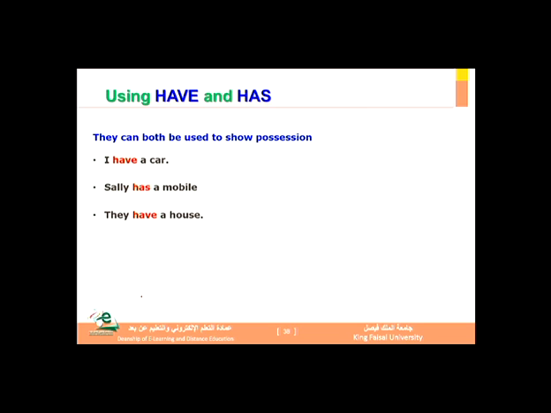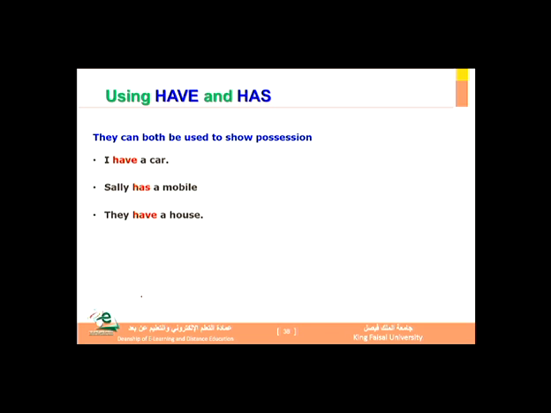Now this is the last section in this lecture, where we need to understand the use of have and has. Usually, have and has are used to indicate possession of something. So, for example, you can simply say, I have a pen. This means that I own this pen. I possess this pen. It is my pen. For example, I have a car. So, the car is mine.